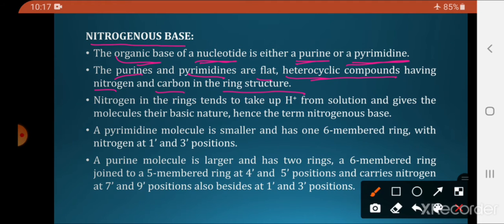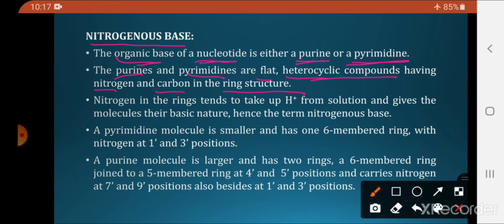They are cyclic rings. But which type of rings are they? Heterocyclic. What does hetero mean? Different. That means the corners of the ring are occupied by different components, some corners are occupied by carbon and some corners are occupied by nitrogen.